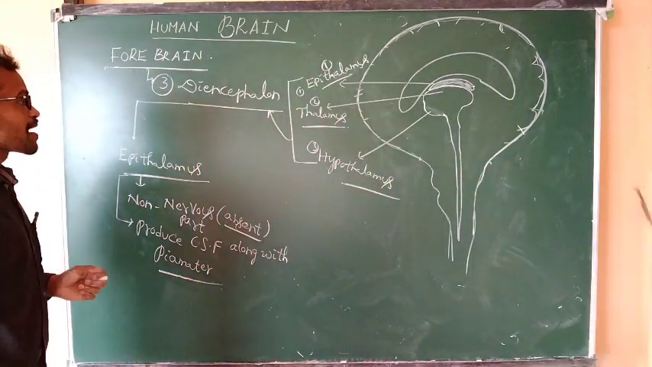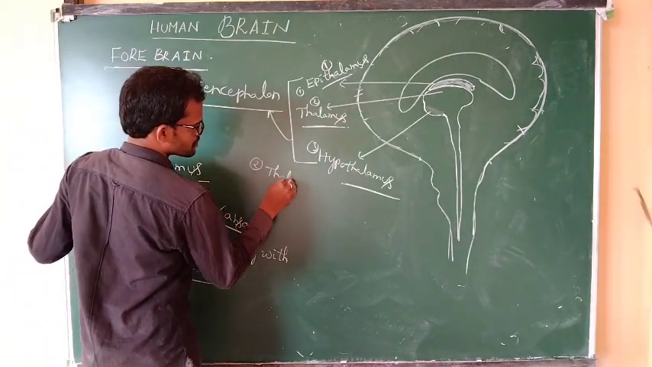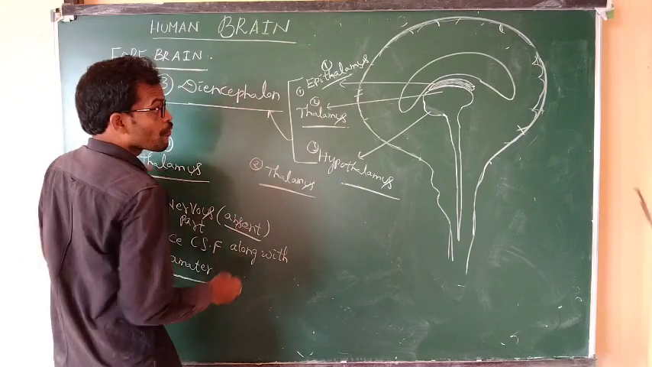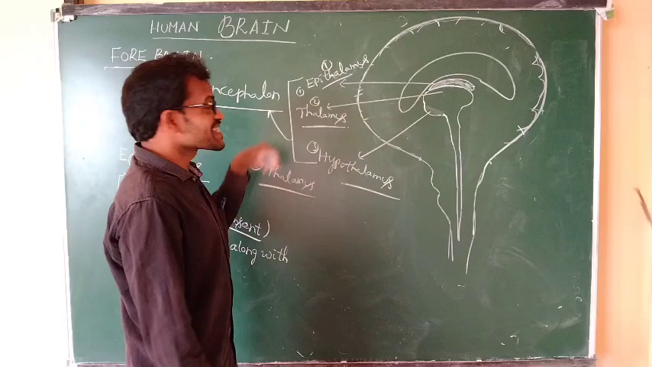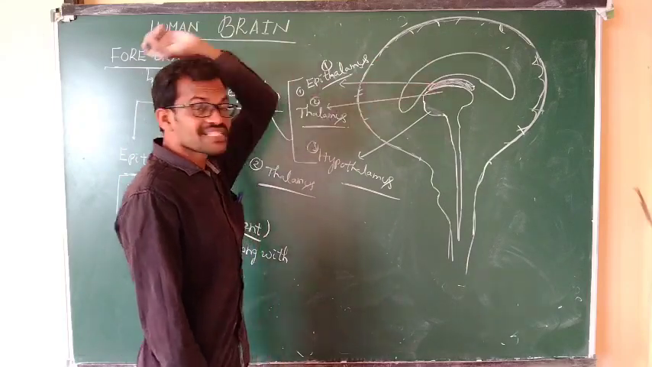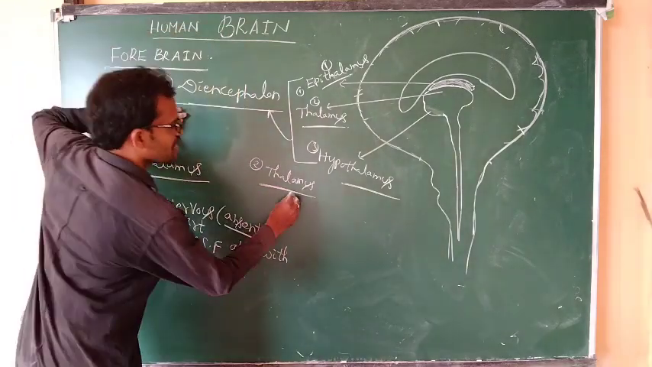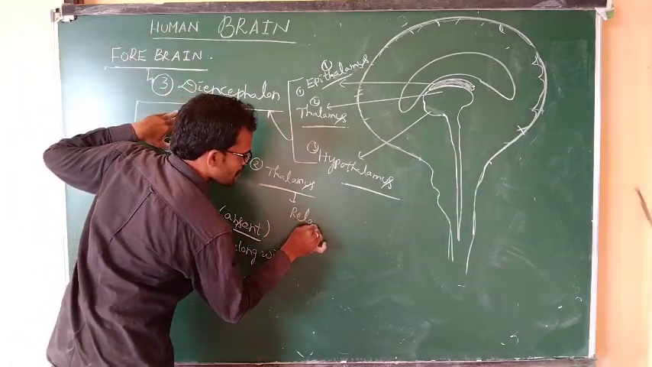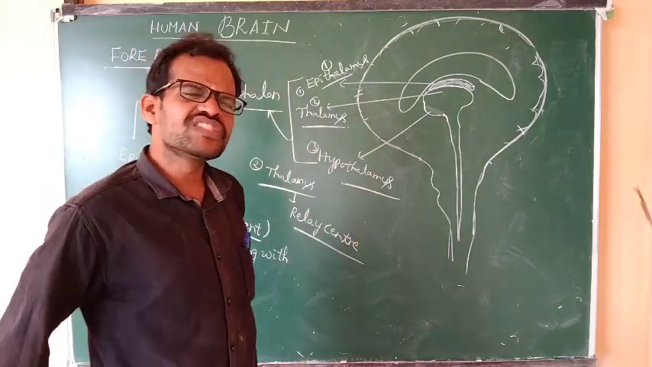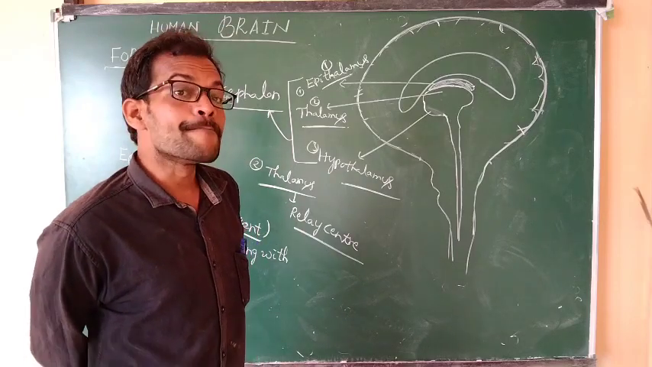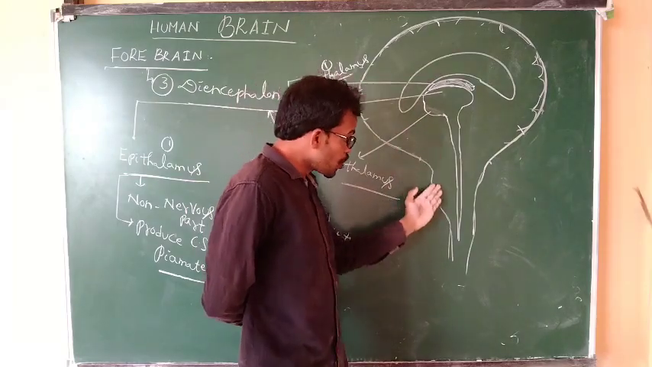Coming to the second part, the thalamus. Below the epithalamus, it is known as the thalamus. The roof of the thalamus is the epithalamus. What is the function of this thalamus? It is helpful as a relay center. What is the meaning of relay center? They will send messages from the upper part of the brain to the lower part of the brain.